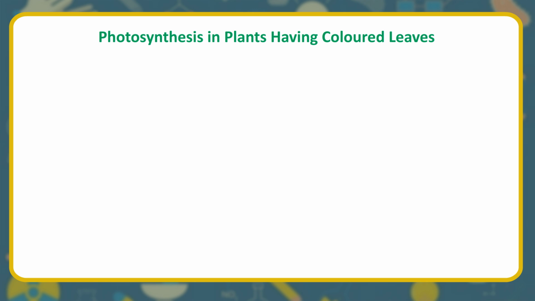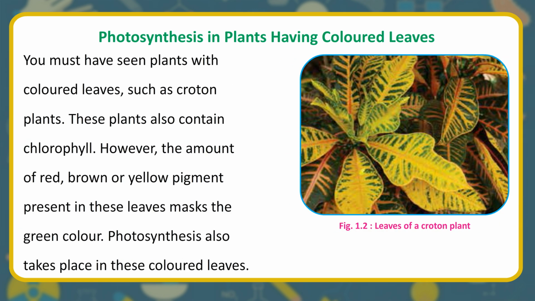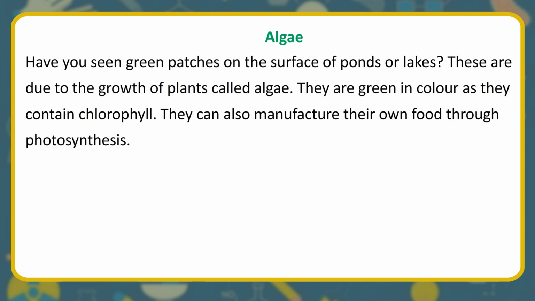Photosynthesis in plants having colored leaves. You must have seen plants with colored leaves, such as croton plants. These plants also contain chlorophyll. However, the amount of red, brown or yellow pigment present in these leaves masks the green color. Photosynthesis also takes place in these colored leaves. Algae. Have you seen green patches on the surface of ponds or lakes? These are due to the growth of plants called algae. They are green in color as they contain chlorophyll. They can also manufacture their own food through photosynthesis.